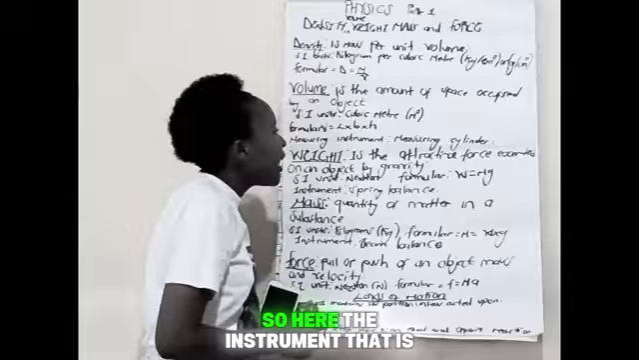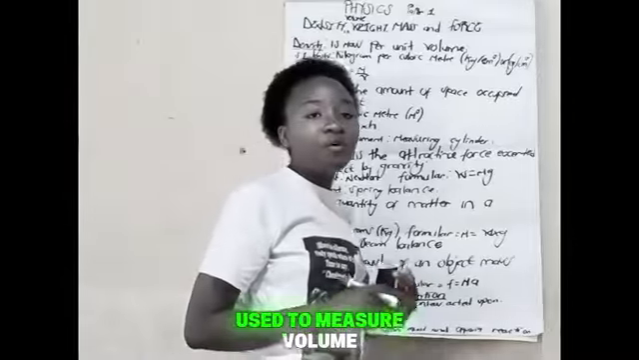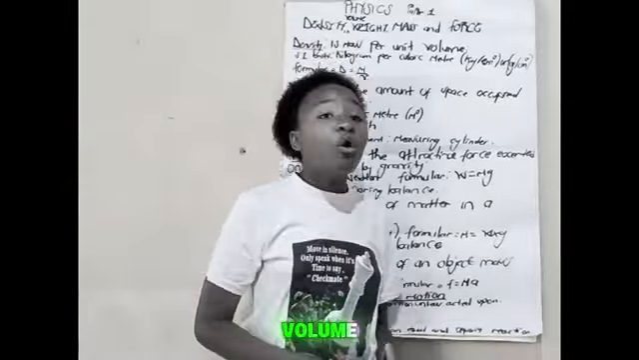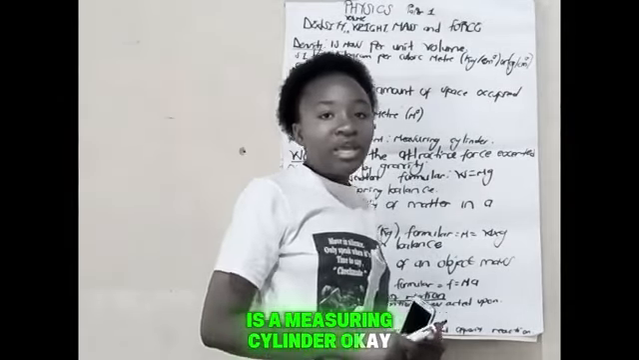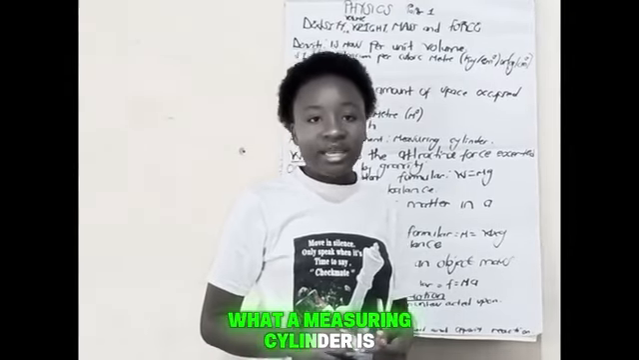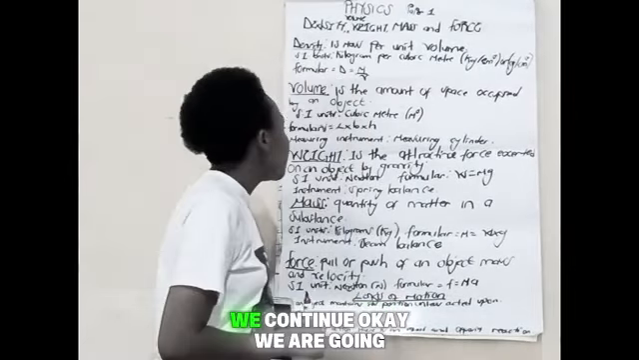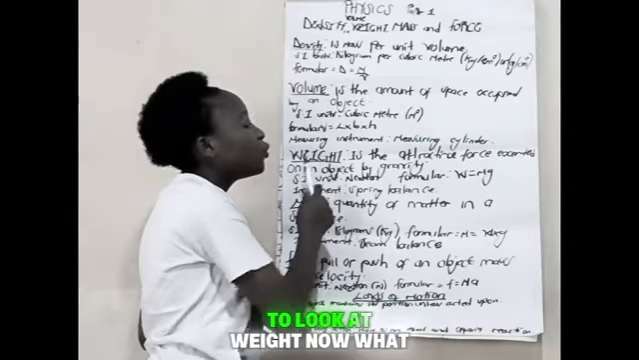What do we use to measure volume? The instrument we use is a measuring cylinder. I bet all of you know what a measuring cylinder is. Good to know that you know. We continue. We are going to look at weight now.